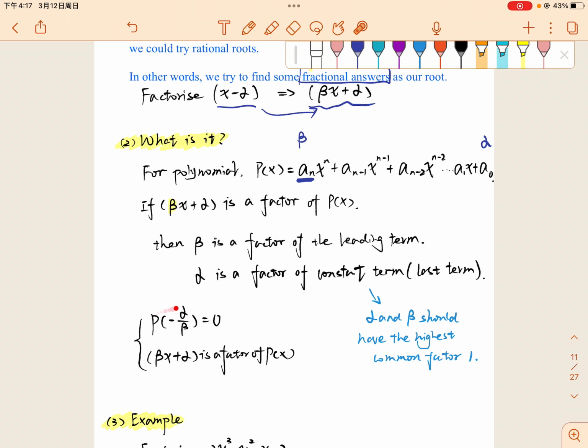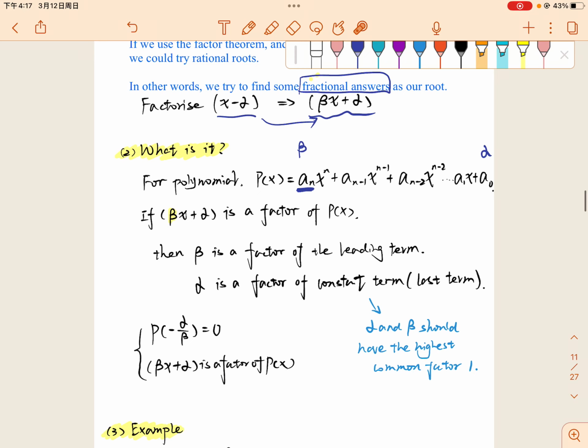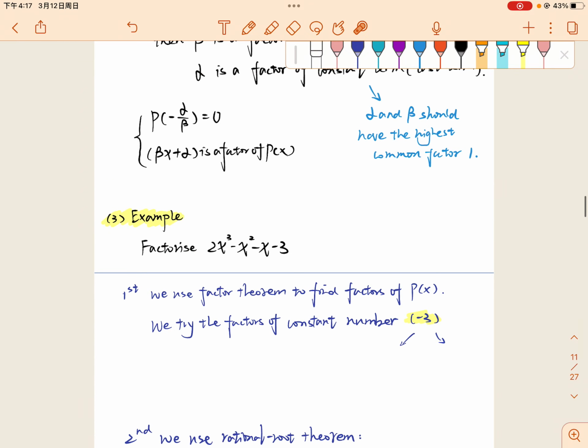So this is using the factor theorem idea again, and the remainder theorem as well. If P(-alpha/beta) equals 0, then beta x plus alpha is a factor of our polynomial. Okay, so this is our rational root theorem. But the thing is, how do we use it? So let's see some examples.